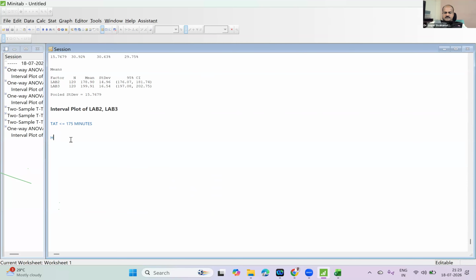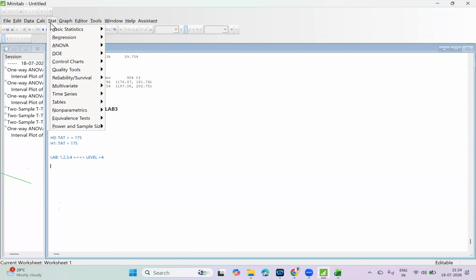Null hypothesis: TAT less than or equal to 175. The moment equal to comes, it is the null. Then what is the alternate? TAT more than 175. Now, how many labs do we have? Labs 1, 2, 3, and 4. That means the levels are 4. Now, this is definitely a case of ANOVA.